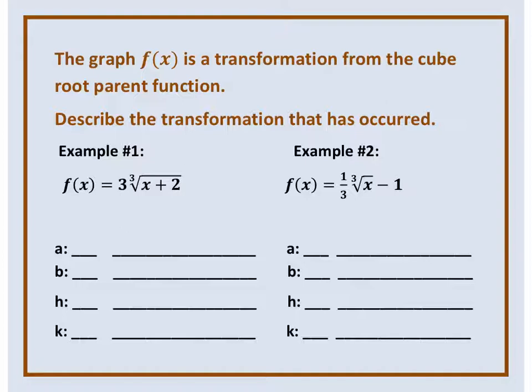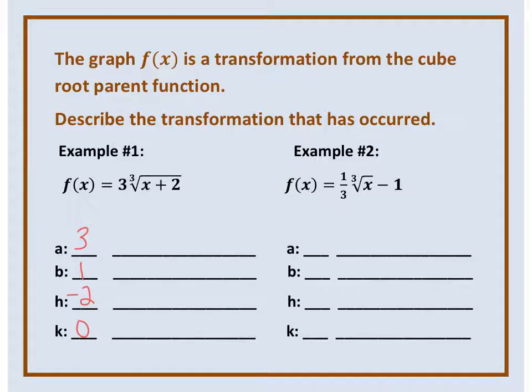So let's go ahead and just find our a, b, h, and k and describe the transformation from the cube root parent function. So in this first problem here, a is going to be 3. So here's a. b is the number in front of x. So whenever we multiply, if we don't see a number, the number is 1. h is going to be under the radical, and it's always the opposite of what you see. And k is always at the end, so there is no k. There is no shift up and down.